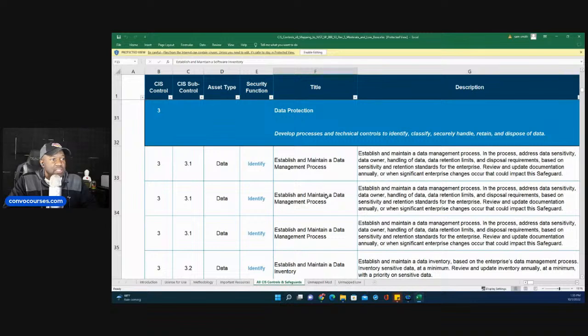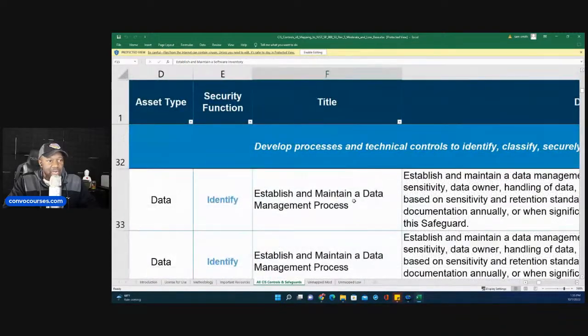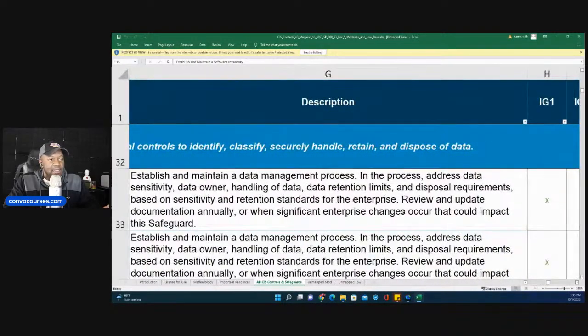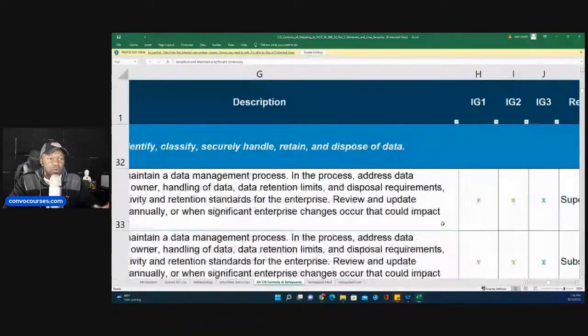The next one is talking about data protection. What we're talking about here is establish and maintain a data management process. What do we mean by that? We need a process that addresses the data sensitivity, the data owners, how the data is handled, how the data is retained, how we dispose of it, like the life cycle of the data, from inception, from when we make it, and we know it's okay. This data is classified. This data can go on these systems. We can send this data out. We can't send this data out. What's the sensitivity of the data? Things like that. That's data protection, knowing where it's all at.